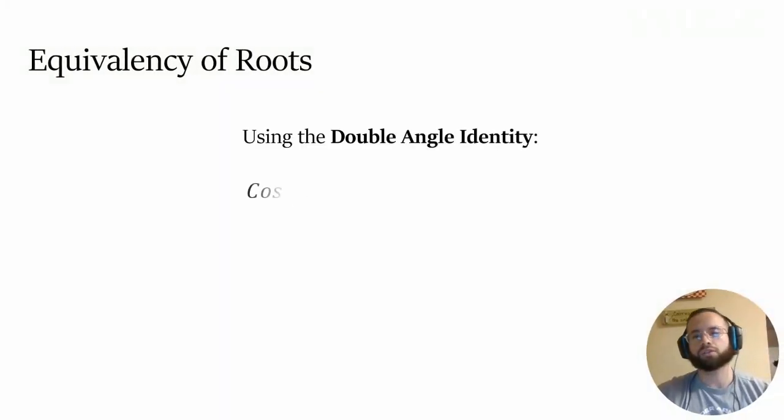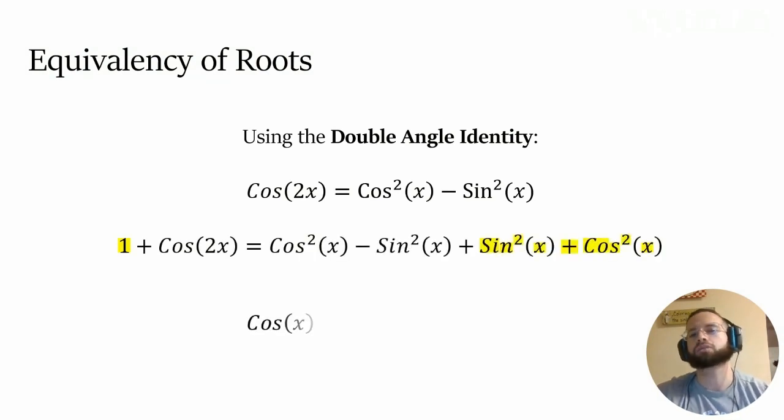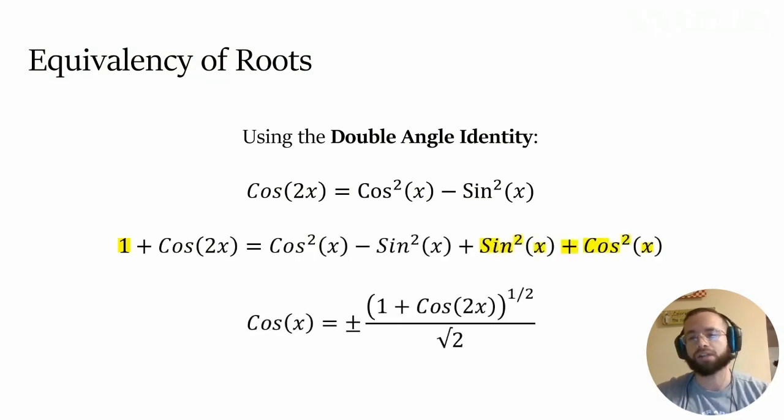Okay, let's look at the equivalency of roots. Let's consider the double angle identity, cosine 2x equal to cosine squared x minus sine squared x. Okay, now we can add 1 to the left side, but we can also add sine squared plus cosine squared to the other side. The reason why is because they're both equivalent by the Pythagorean identity. Alright, so the sine squares are going to cancel. We have 2 cosine squared on the right hand side. Then we can divide by 2 and then take the square root. But remember, you've got to have that plus or minus.